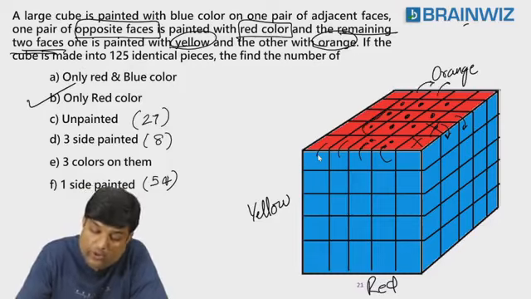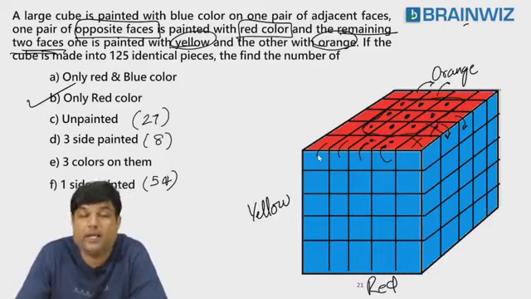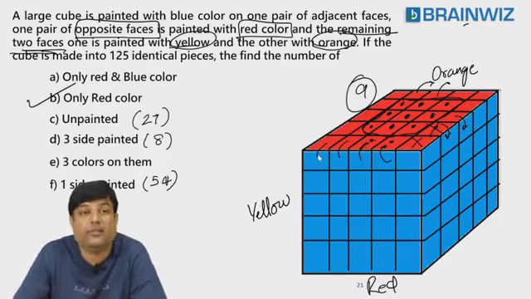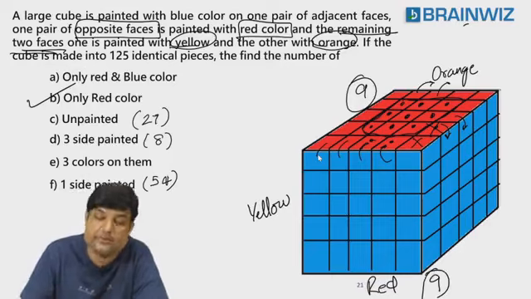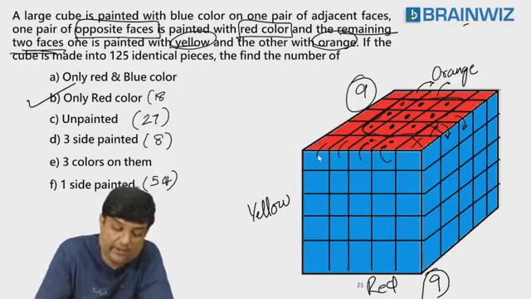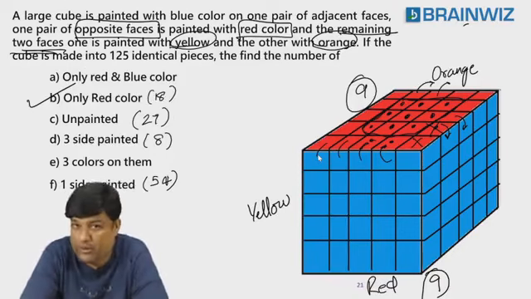So how many on the top? 9. 9 pieces on the top. Are you understanding? Everybody is saying, Sampada, you are saying 9, but it is not 9. Bottom also 9, na? Bottom also red color, na? So what's the answer for only red? 18.